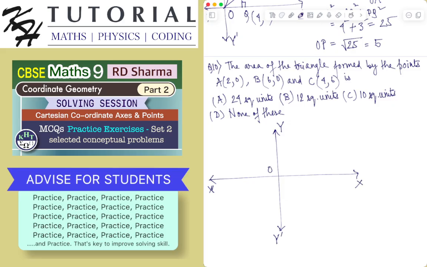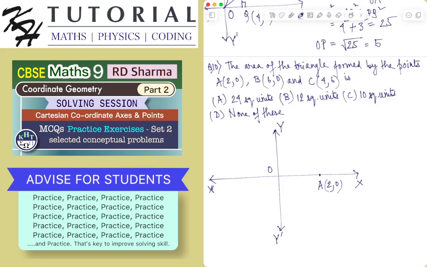Let's plot the points A, B, and C. A is 2 comma 0. 2 comma 0 will be a point lying on the x-axis, because the ordinate is 0. Y coordinate is 0 means that point will lie on the x-axis. So let's say this is A, 2 comma 0, which means the point A is at a distance of 2 units from the origin O.